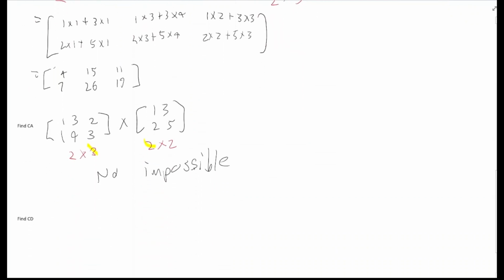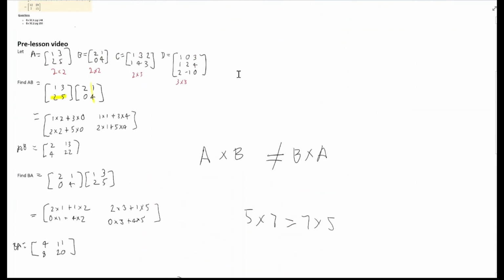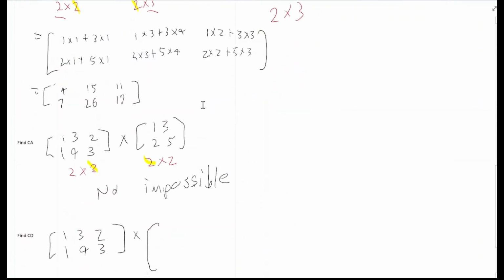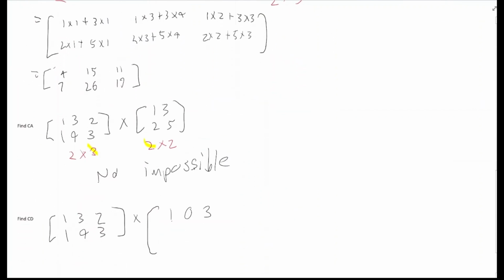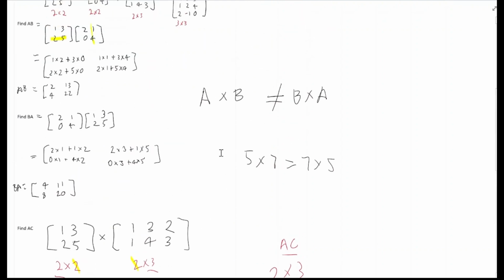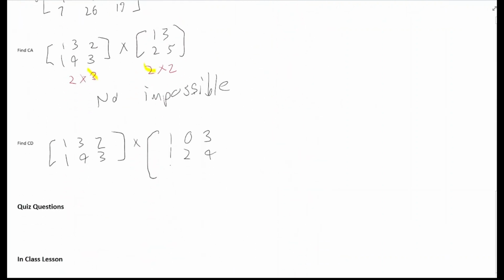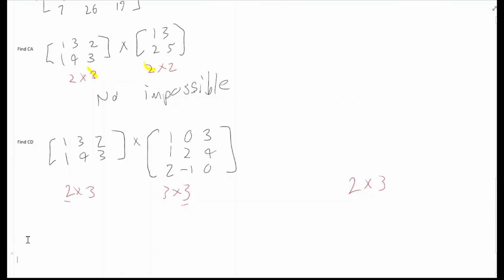So we'll take our C matrix. That was 1, 3, 2, 1, 4, 3 times our D matrix, which was 103, 1, 2, 4. And then 2 minus 1, 0. All right, so first of all, let's check if we can actually do this multiplication. This matrix is a 2 by 3. This is a 3 by 3. You check, do the middle numbers match? Yes, you're expecting to get a 2 by 3 as your answer because those are the two numbers on the outside. All right, let's do this.